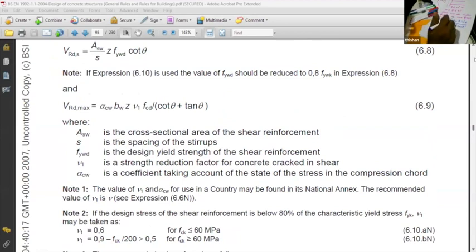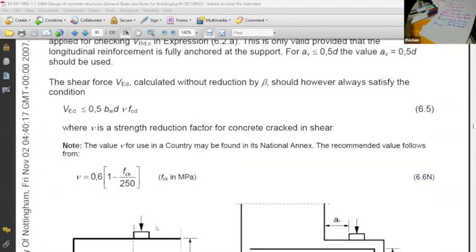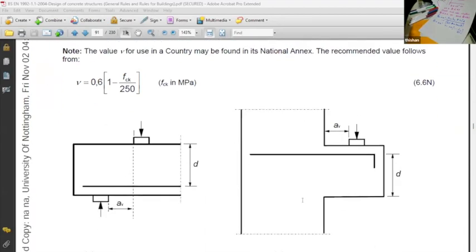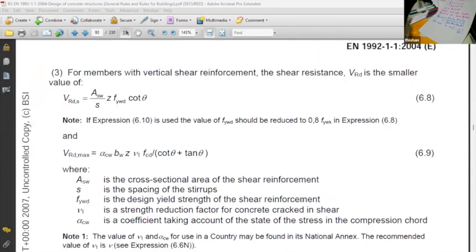BW, we know, 400. Is it 0.9D? Nu. For nu, there's an equation. What is nu? Nu is 0.6 times 1 minus FCK divided by 250. The strength reduction factor for concrete cracked in shear is given by the equation I have shown. FCD is FCK divided by gamma m, or FCK divided by 1.5.